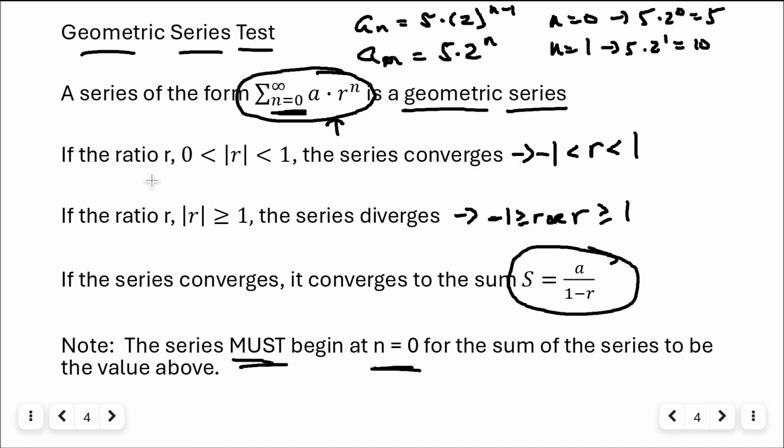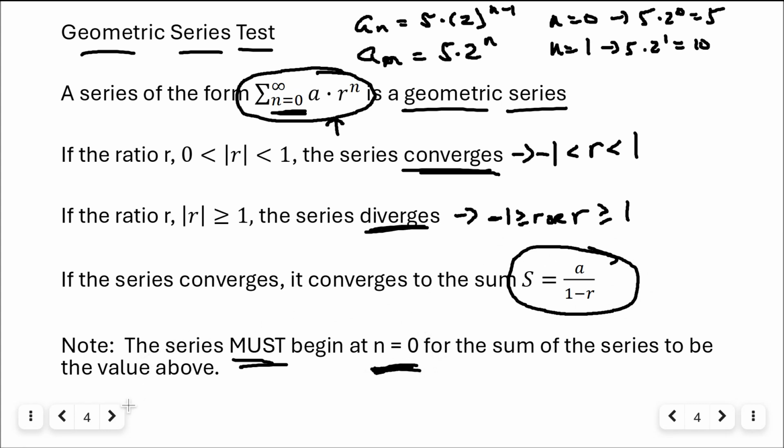Okay? To figure out if the series converges, you need to know that the absolute value of r is less than 1, or r is between -1 and 1. Then that series will converge. If r is less than or equal to -1 or greater than or equal to 1, the series will diverge. You need to know that as well. And then you need to know what the sum of that series is, a over 1 minus r, as long as n starts at 0.